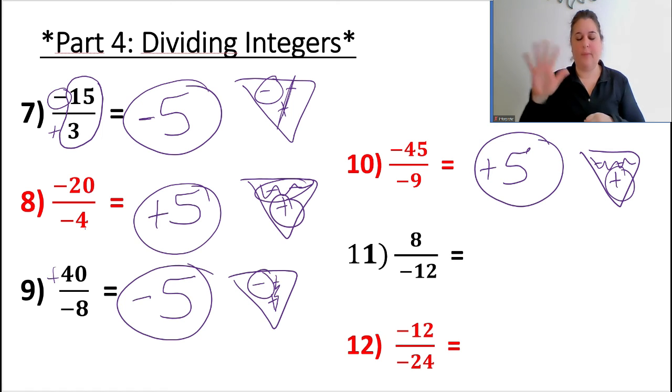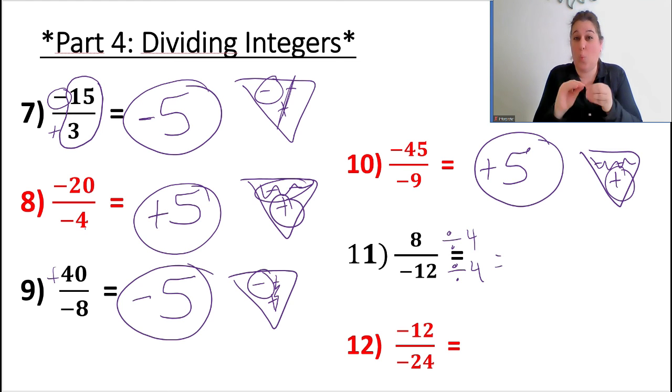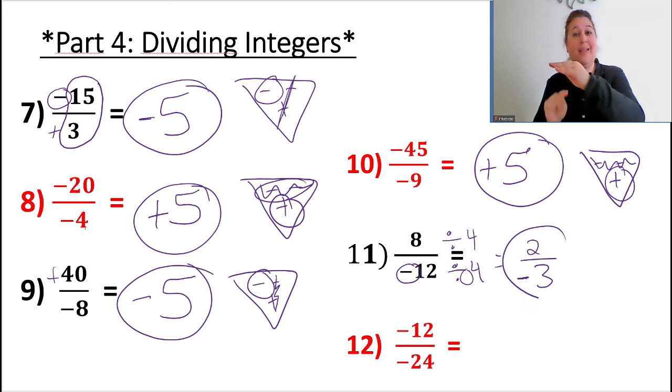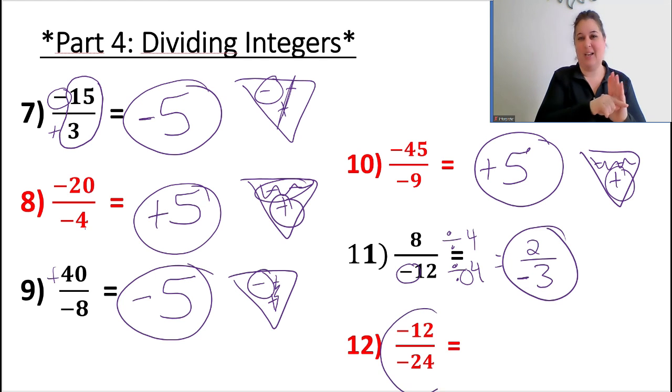All right, 8 divided by 12. Ooh, well, I can't do 8 divided by 12. So what I could do is simplify. Okay, so a common factor between 8 and 12, I can divide by 4, and I get 2/3. All right, but look, it's a negative divided by positive. Just keep that negative there. All right, I get 2 over negative 3. There we go. Same thing kind of here.